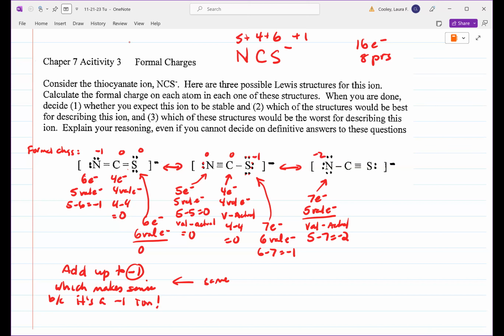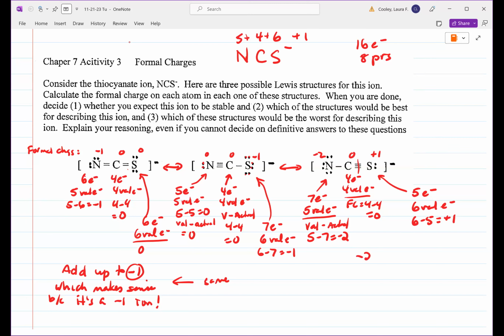Carbon, again, it's got 4 bonds, half of 4 bonds, 4 electrons, 4 valence electrons. The formal charge is 4 minus 4, or 0. And now sulfur. What is the number of electrons here associated with that sulfur? 5 electrons, half of each of these bonds, plus 2 more. So that's 1, 2, 3, 4, 5. 3 from the bonds, 2 from the lone pairs. And it has 6 valence electrons. So 6 minus 5 is +1.